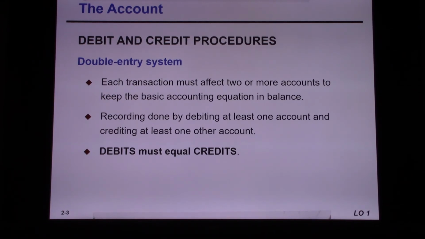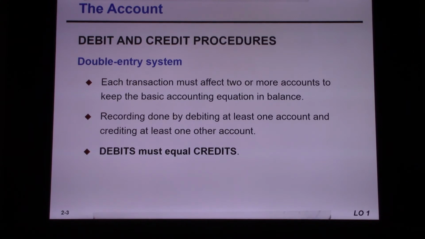Okay, debit and credit procedures. In Chapter 1, you learned the effect of each transaction on the basic accounting equation. And remember that we have a double entry system. What's double entry? It means that each transaction must affect two or more accounts to keep the basic accounting equation in balance. So if you remember, if there is any increase in the assets on the left-hand side of the accounting equation, there should be a corresponding increase on the right-hand side, which can be an increase in liabilities or an increase in owner's equity.